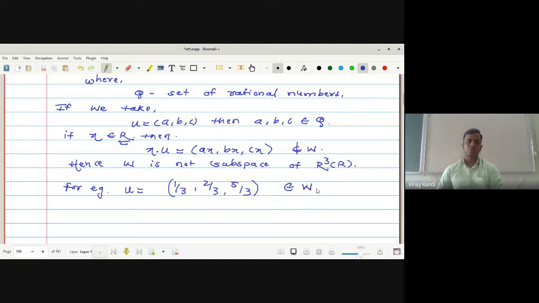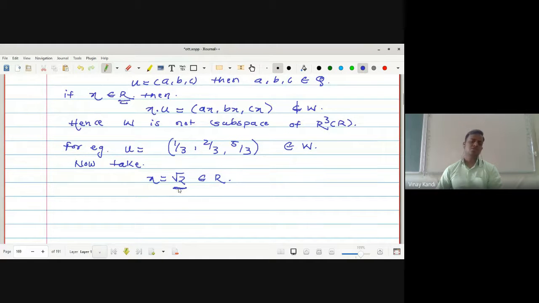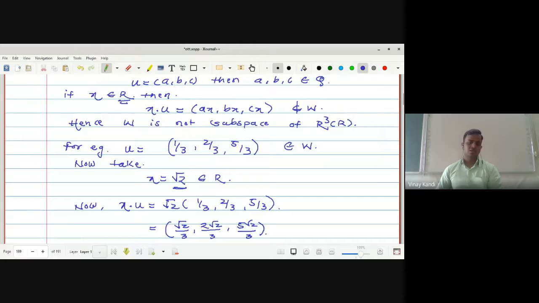It belongs to W. These are rational numbers. Okay, now take x is equal to root 2, which belongs to the set of real numbers. Okay, this is an irrational number, but this one is also a real number because the irrational numbers are a subset of the real numbers. So x is equal to root 2 belongs to R. Now x into u is equal to what? Root 2 into (1 by 3, 2 by 3, 5 by 3), suppose. Okay, what is the product of these two? Root 2 divided by 3, 2 root 2 divided by 3, and 5 root 2 divided by 3. Okay, now tell me whether this belongs to W.